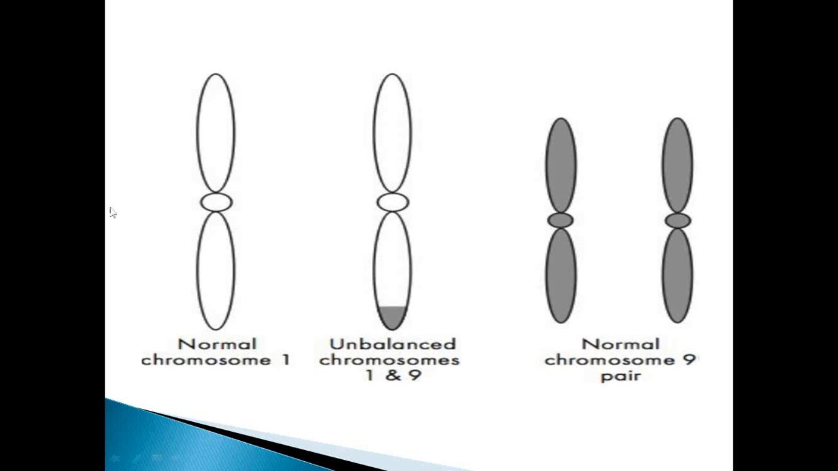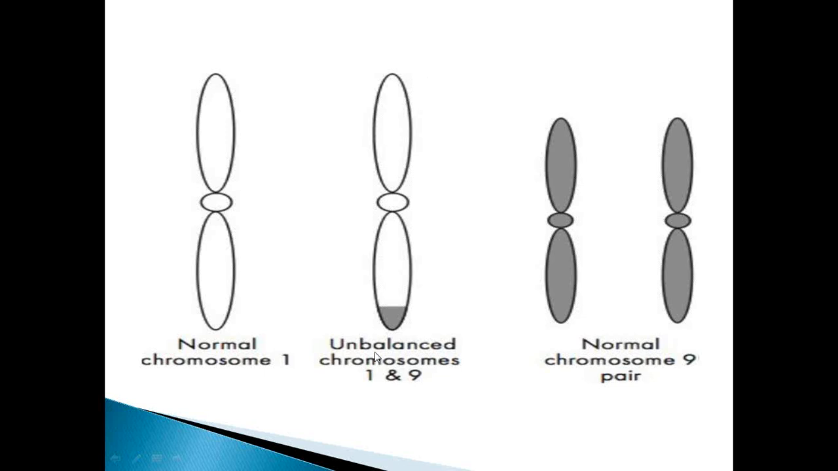So the offspring received a normal copy of chromosome 1 from mom and a normal copy of chromosome 9 from mom. Now, when the chromosomes were acquired from dad, the offspring acquired a normal chromosome 9 from dad and the translocated chromosome 1 from dad.